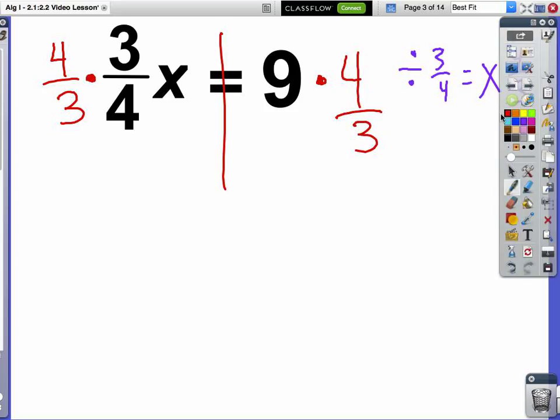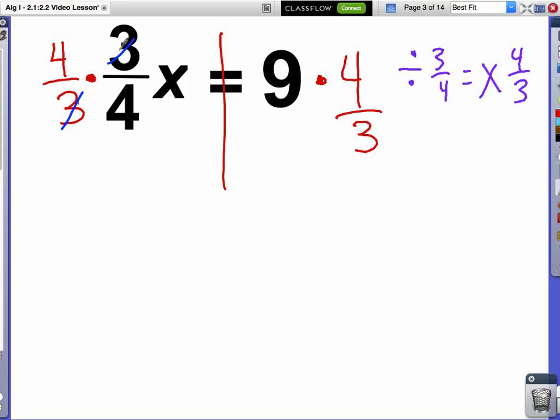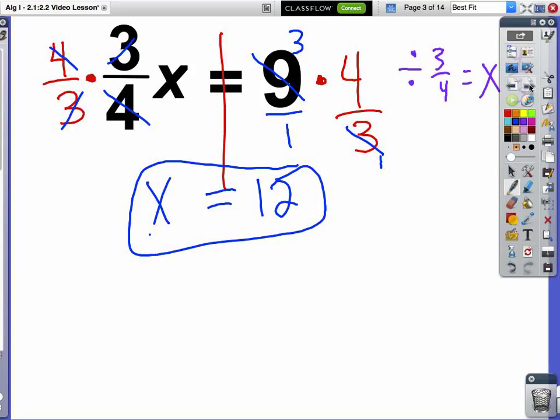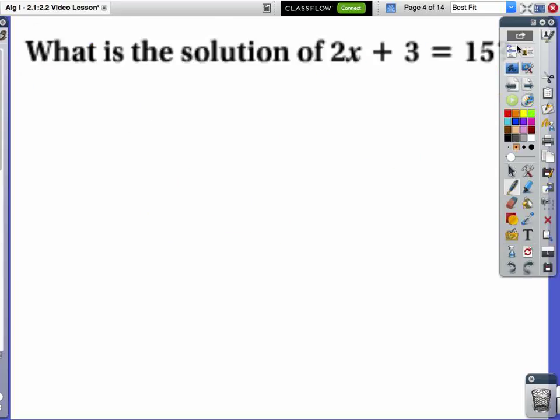Okay? So what happens with this one is the 3's cross out, a times 3 and a divide by 3, times 4 and divide by 4 cross out, we're just left with x equals, here we're multiplying fractions. 3 goes into 9 3 times, so we just have 3 times 4, so x equals 12 for our answer. Okay, now all of those problems are going to be within our two-step equations today. So the first two-step equation is right here.